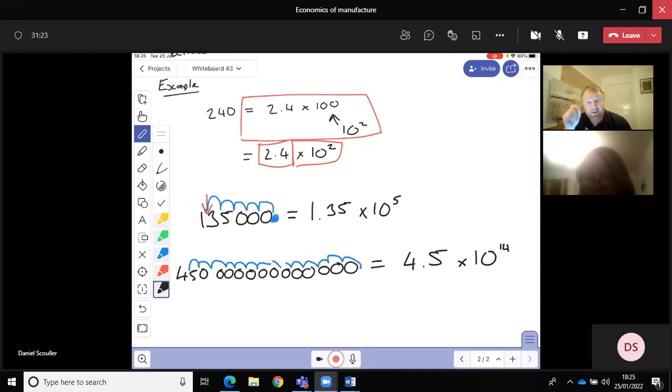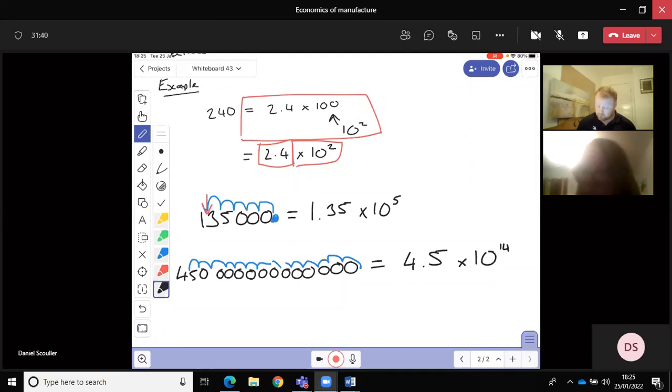So that's very, very big numbers. Times 10 to a positive number, and that's the decimal point that we can move and we can count forward from. Now, we can also use this for very small numbers.